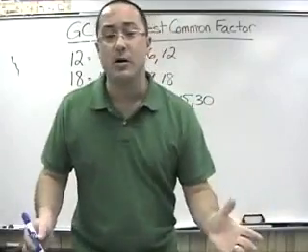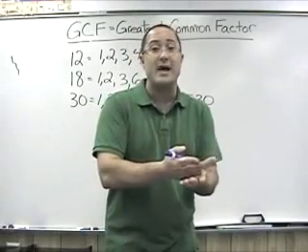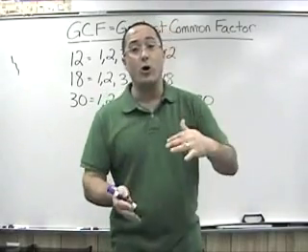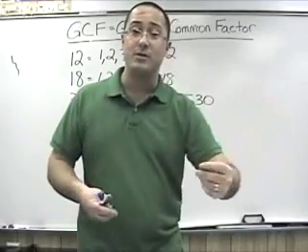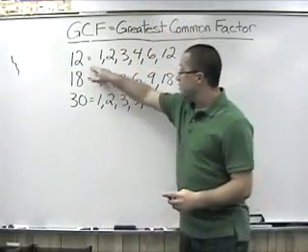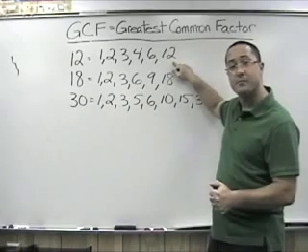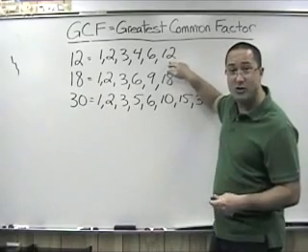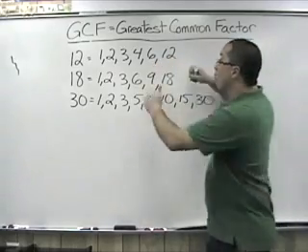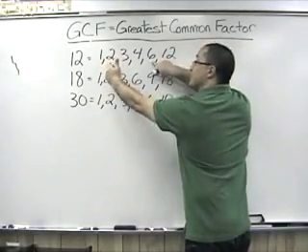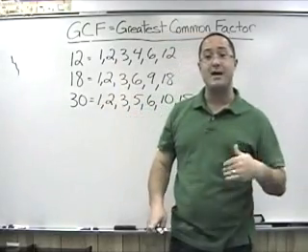What are the factors of a number? Well, the factors of a number are those numbers that you can divide a number by without getting a remainder. Or the other way to look at it is those numbers that, multiplied together, create that number. For example, the factors of 12 are 1, 2, 3, 4, 6, and 12. These are the numbers that I can divide 12 by without getting a remainder. Or from the multiplication end, 1 times 12 is 12, 2 times 6 is 12, 3 times 4 is 12. Those are the numbers I can multiply together to make 12.